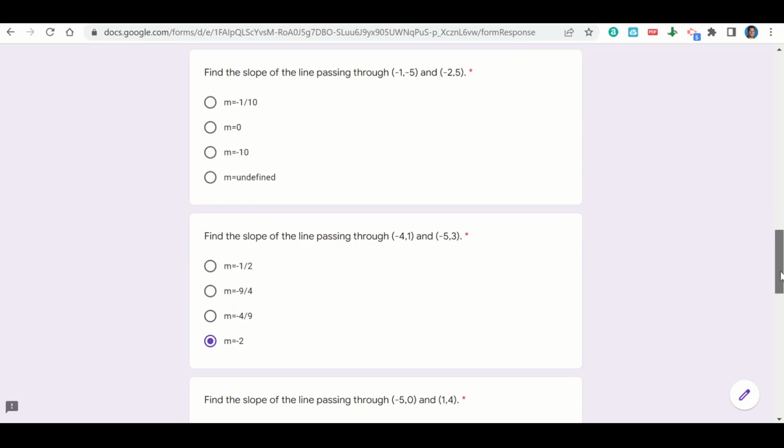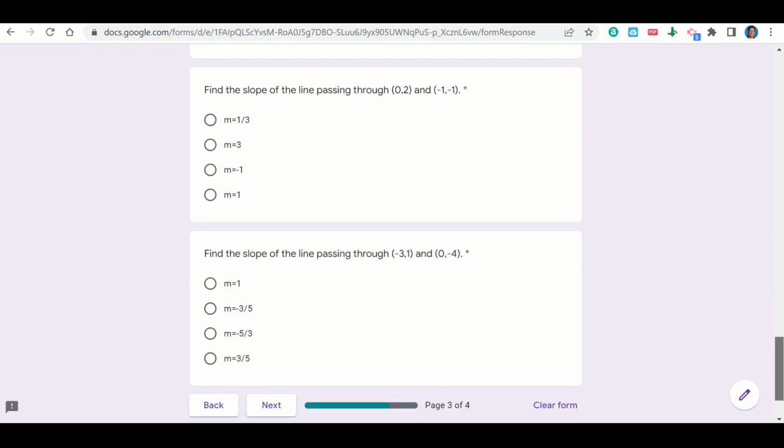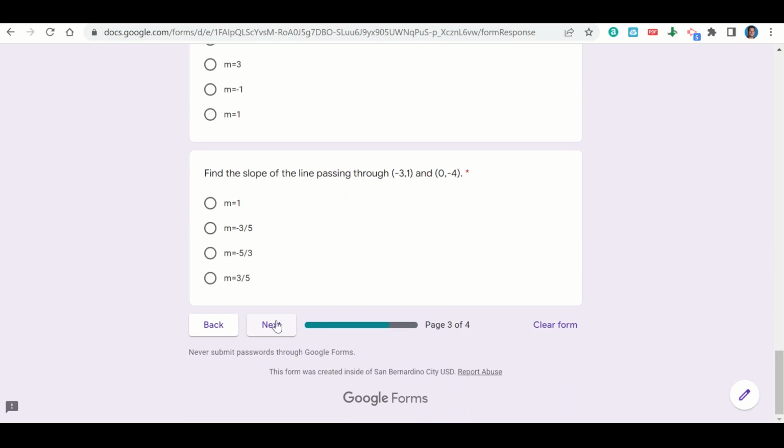So we'll do that for each of these. We'll answer each of these questions, and then when we get to the end, we'll click Next. This will send you to your Before You Go. Go ahead and submit your Before You Go, and then submit your work on Google Classroom.